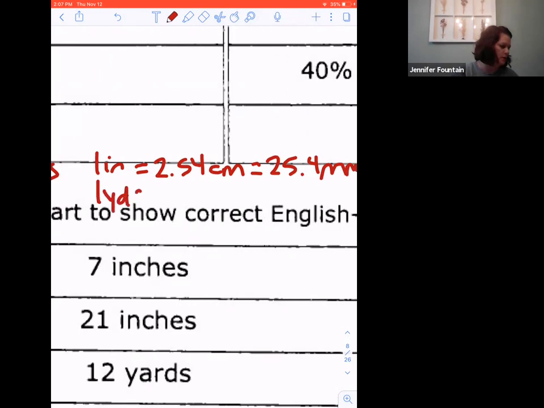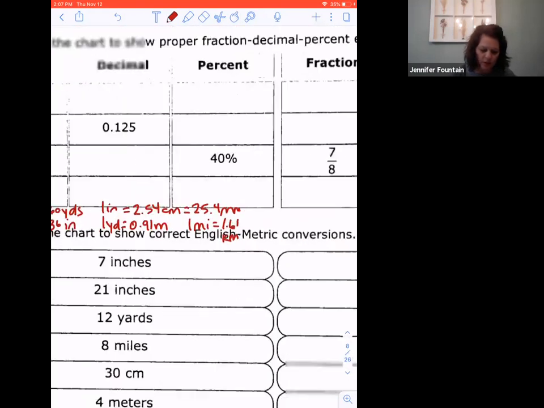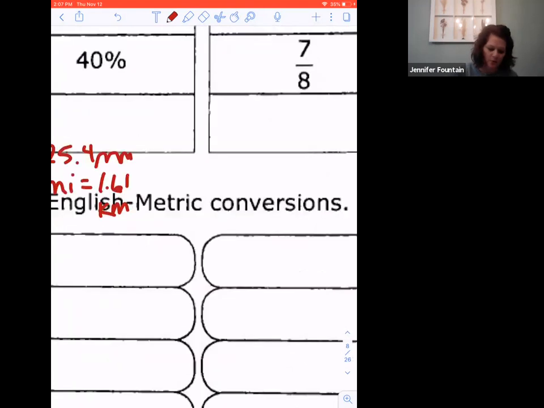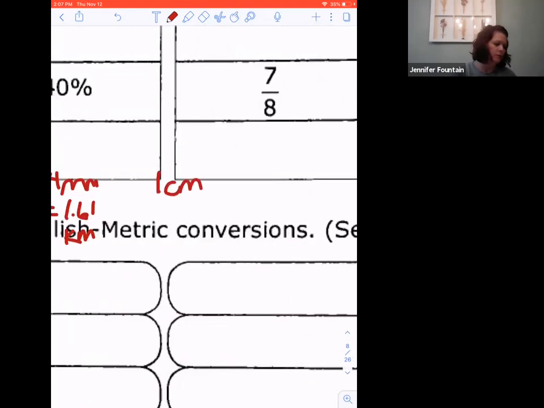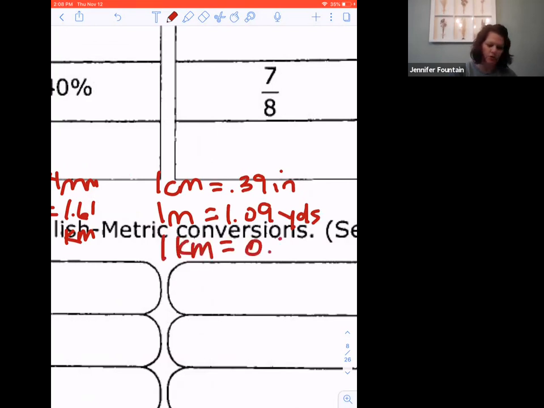1 yard is equal to 0.91 meters. 1 mile is equal to 1.61 kilometers. And then 1 centimeter is equal to 0.39 inches. 1 meter is equal to 1.09 yards. And 1 kilometer is equal to 0.62 miles. All righty.